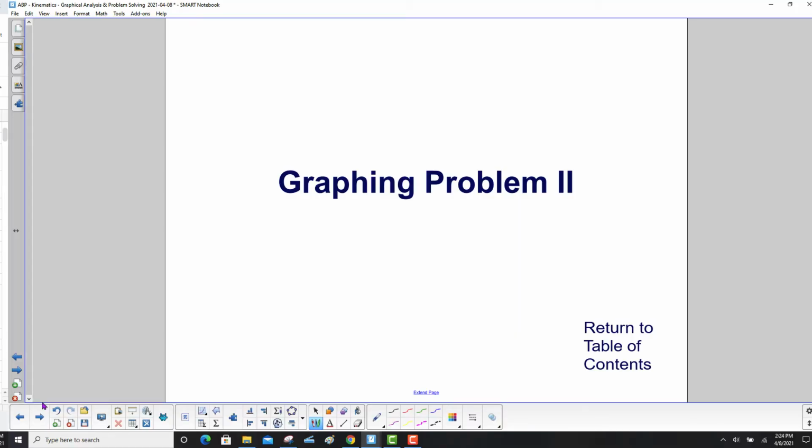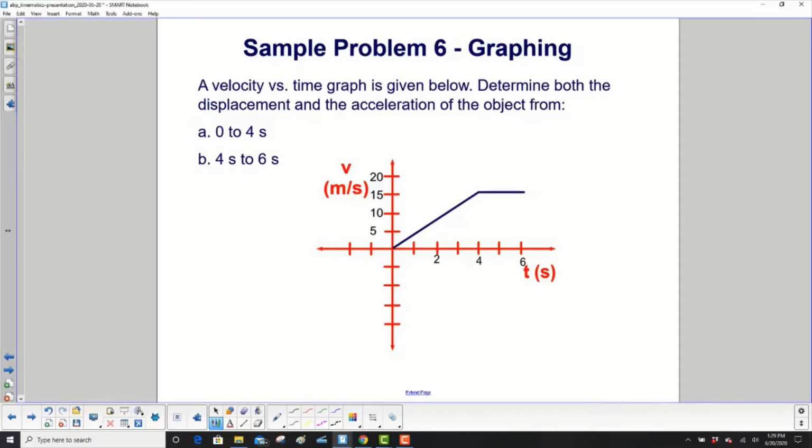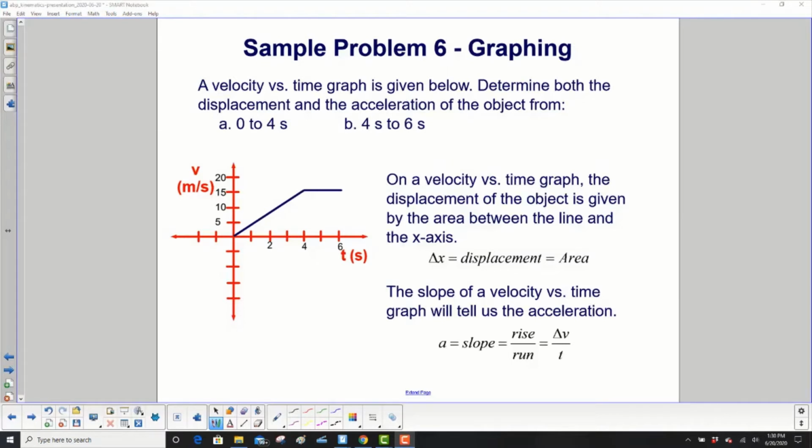Graphing problem 2. Another graphing problem, but it's different. Why is it different? It's a velocity time graph. We have velocity plotted against time. So find the displacement and the acceleration of the object from 0 to 4 seconds and then 4 to 6 seconds.